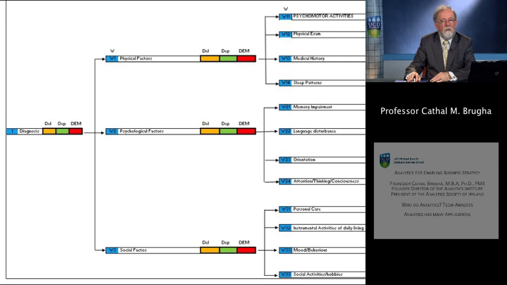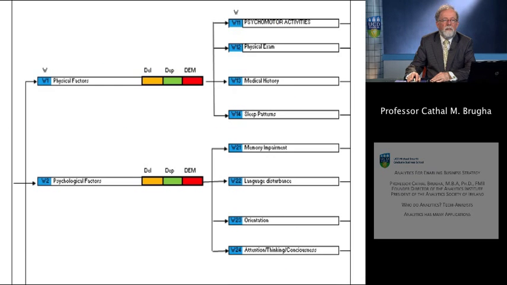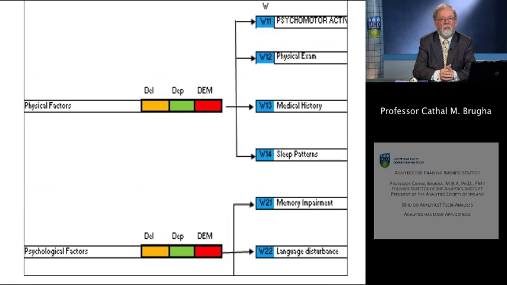And if we focus on it to make it a bit easier to see, for the first one, the physical factors, you see these are the 4, and I'm just going to enlarge them again a bit more, and you see what these are. So what you see then emerging is psychomotor activities, physical exam, medical history, and sleep patterns. These are the physical ones that the doctors actually look for. Now, this is what they actually do, but what we've been doing is putting them into a structure.